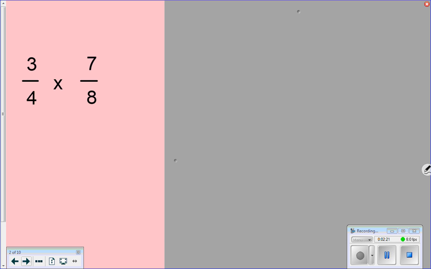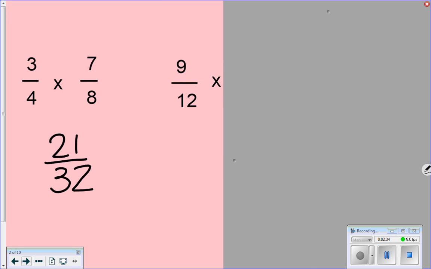If I look at this one, 3/4 times 7/8, can I reduce? No. So 21 over 32. That's my answer. Okay. Here's another one. Let's look at this one together.